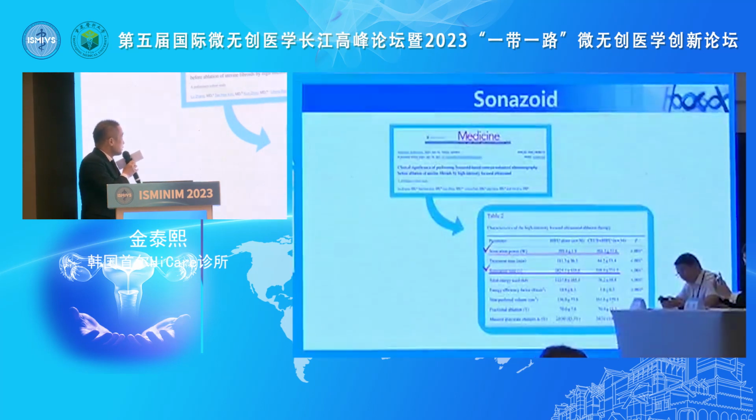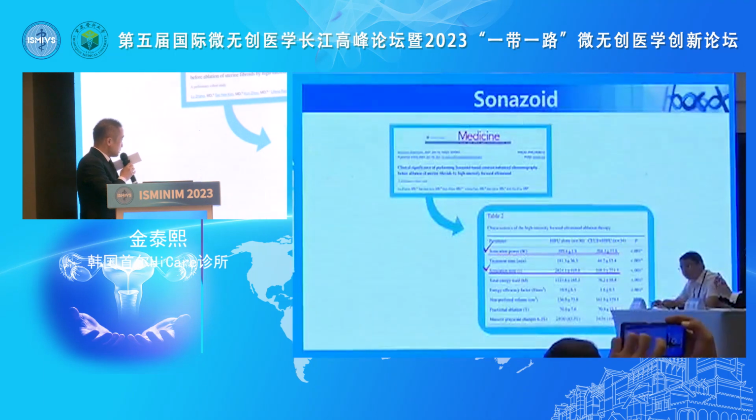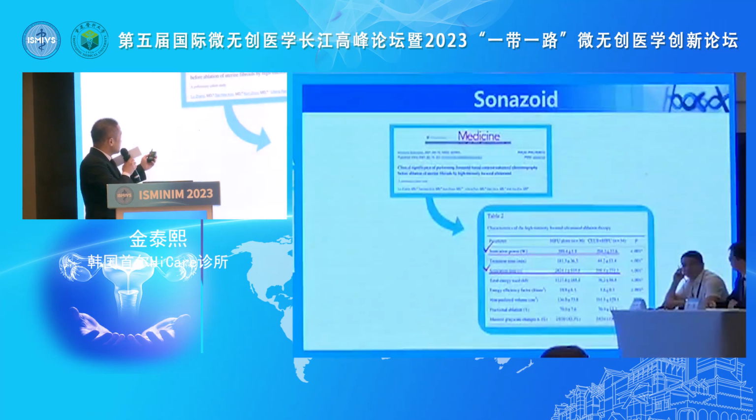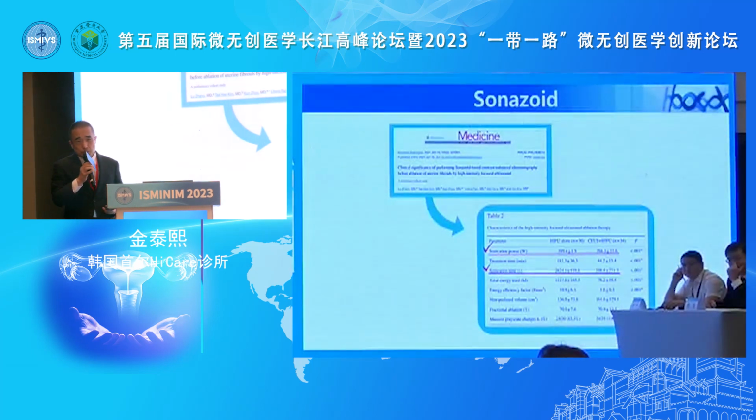In this article, we compared Sonazoid with a HIFU-only case. This article is about treating uterine fibroid, and it showed that Sonazoid definitely reduces sonication time and sonication power. So this Sonazoid is very effective to reduce HIFU energy.